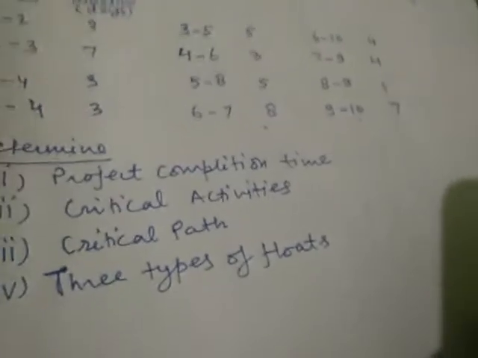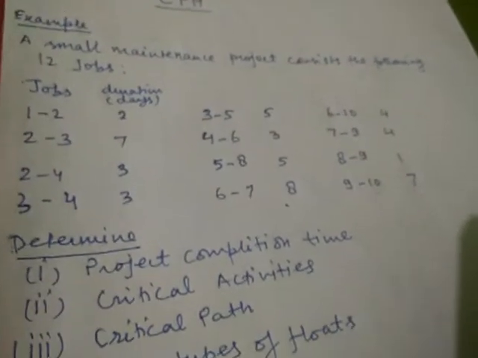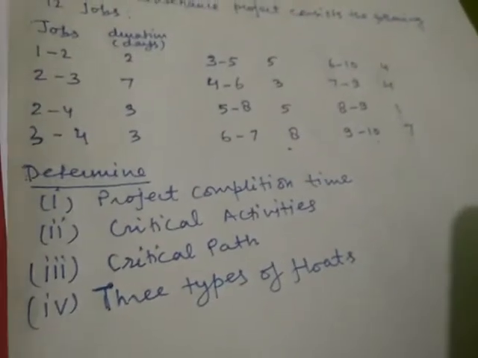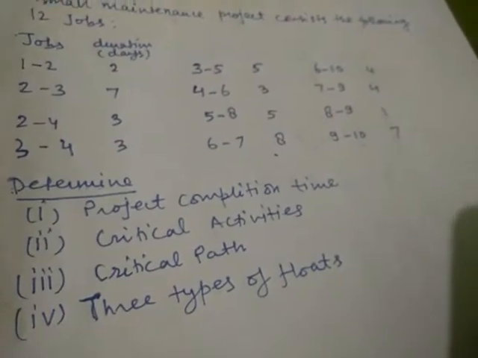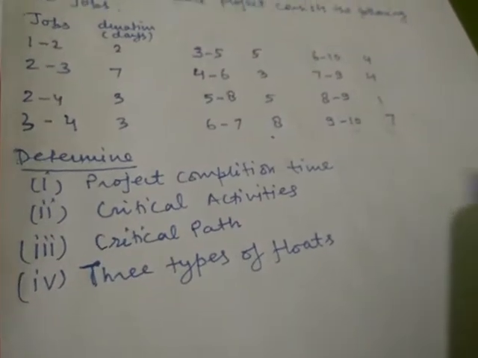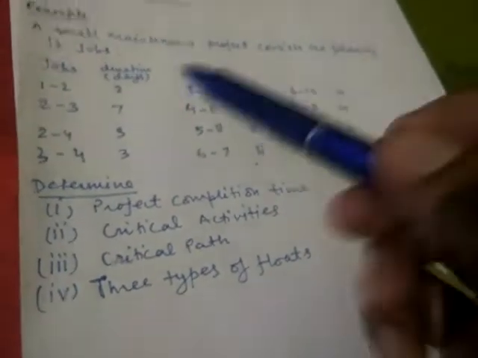Now, for any question related to PERT or CPM, the first thing is that we have to make the network diagram. So first we will make the network diagram, and I think I have explained in a fair way how to draw a network diagram. But still I will draw this network diagram in front of you so that if you have any confusions you can confirm.